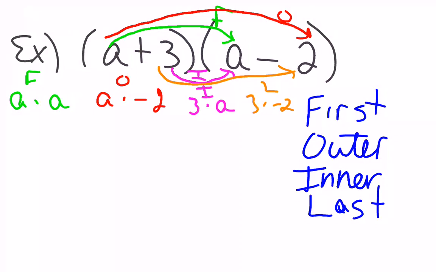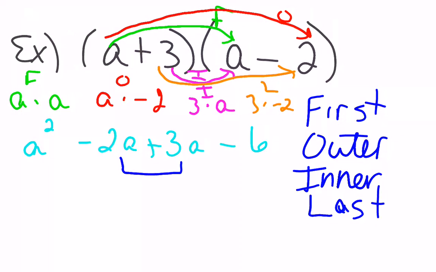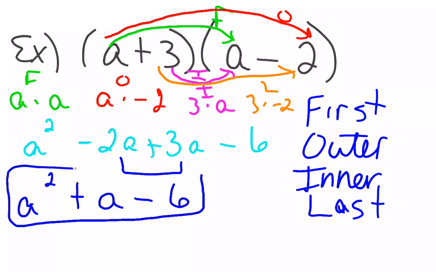So A times A is A squared. A times negative 2 is negative 2A. 3 times A is 3A. 3 times negative 2 is negative 6. And we always want to combine like terms whenever we can. Notice these terms are alike. So we have A squared, but we have negative 2A plus 3A gives us a positive A. So A squared plus A minus 6 is our final answer.